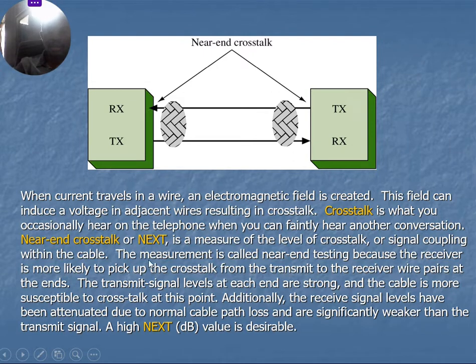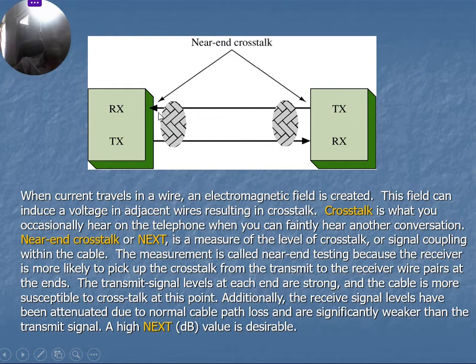And this near end crosstalk, which is NEXT, is the measure of the level of crosstalk or signal coupling within the cable. Now the measurement is called near end testing, because the receiver is more likely to pick up the crosstalk from the transmit to the receiver wire pairs at both ends. This one transmit, this one receive, this one transmit, this one receive. So from both ends, they are both hearing this crosstalk. We say this measurement is called the near end testing.